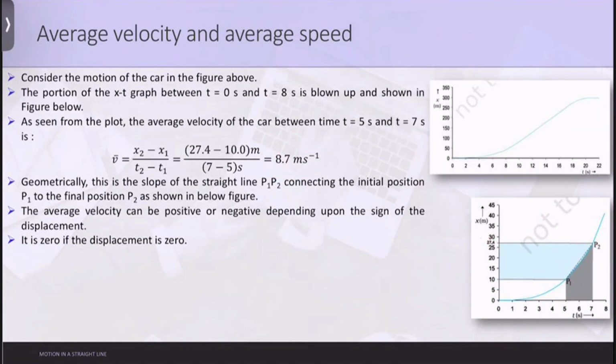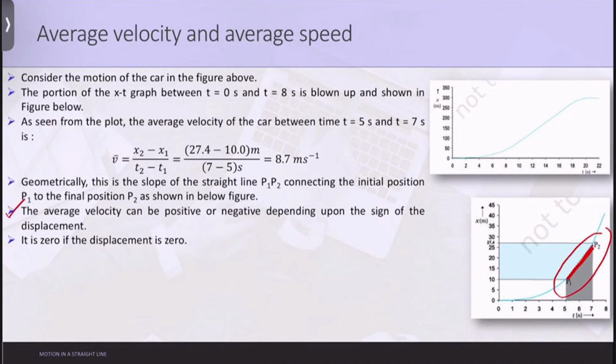As you keep on moving on, this slope will be a very peculiar but very easy concept, because it will be used in each of the concepts you will understand in the later part. So we can understand delta x as x2 minus x1. What we are trying to find out is the slope of the straight line P1P2, connecting the initial position P1 to the final position P2 as shown in the figure.